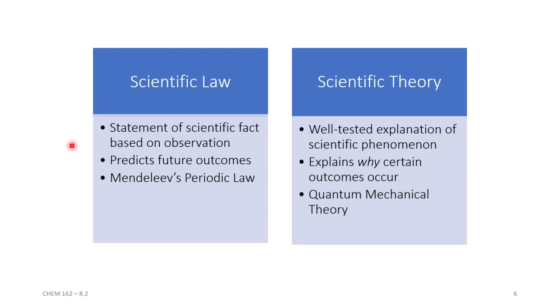So I want to talk briefly about the difference between a scientific law and a scientific theory. A scientific law is a statement of scientific fact that's based on observation, and we use it to predict future outcomes, whereas a theory is a well-tested explanation of why certain outcomes occur. And so I just told you about Mendeleev's periodic law, but the explanation for that law is the quantum mechanical theory. And so in this chapter, we are going to explore how the quantum mechanics we learned in Chapter 7 explain the phenomena that we will observe in Chapter 8.